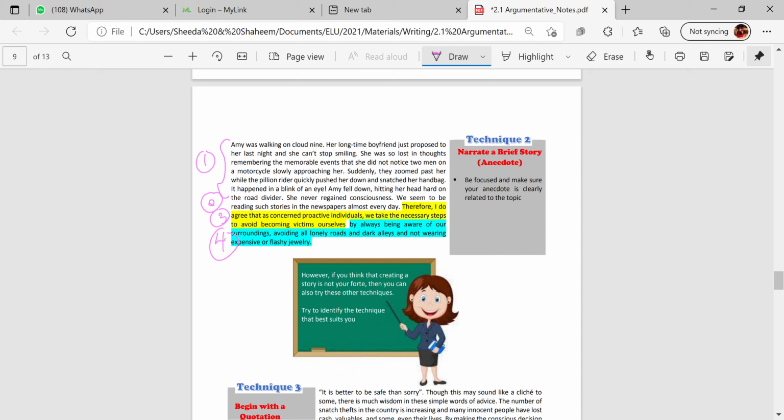So simple. Now let's look at these words here. Pillion rider. Some of us may not be familiar with this word. So pillion rider here means what? Pembonceng. Okay, pembonceng, the person who is the second rider on the motorcycle. Pillion rider. So take note of these words.